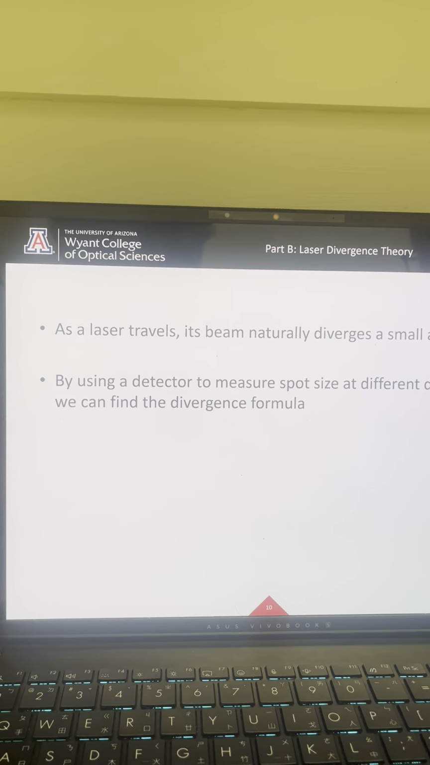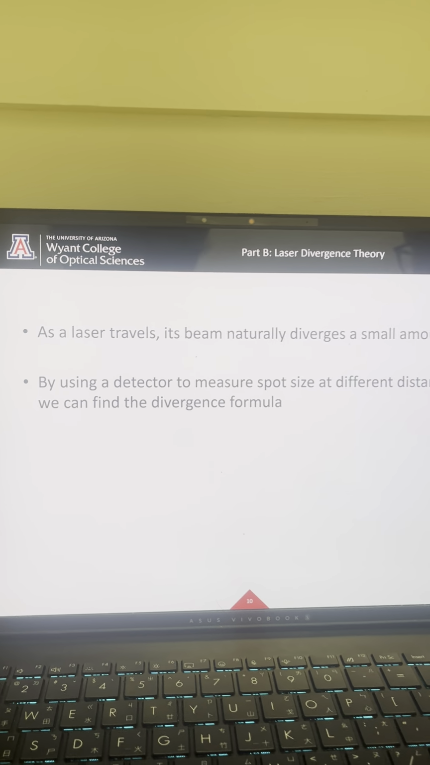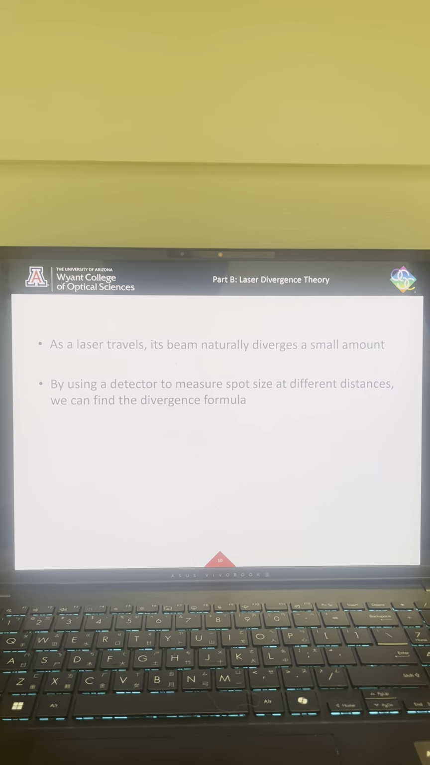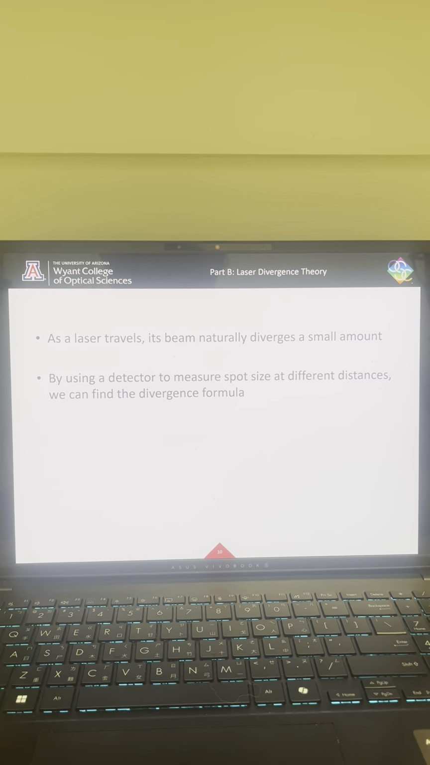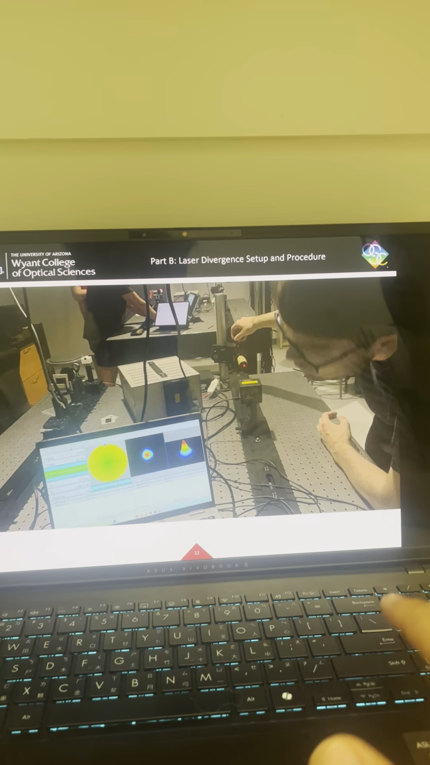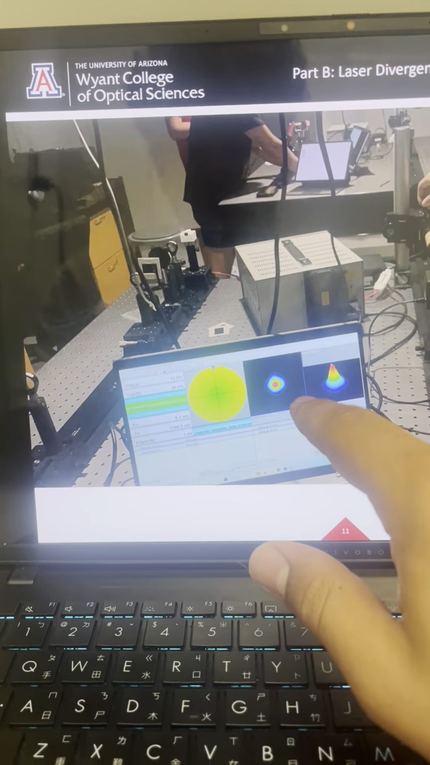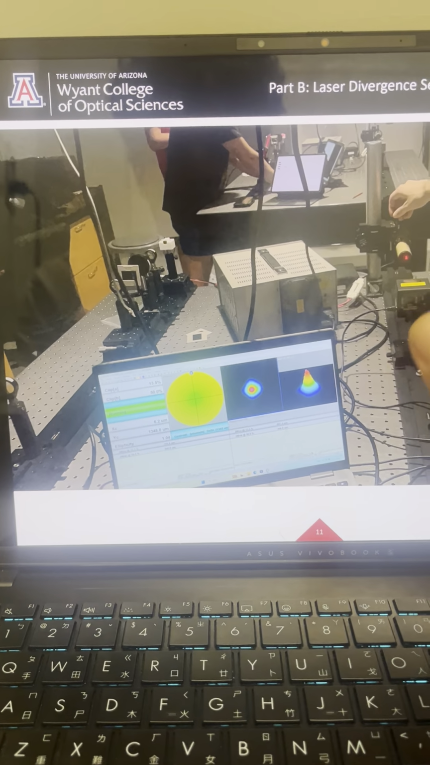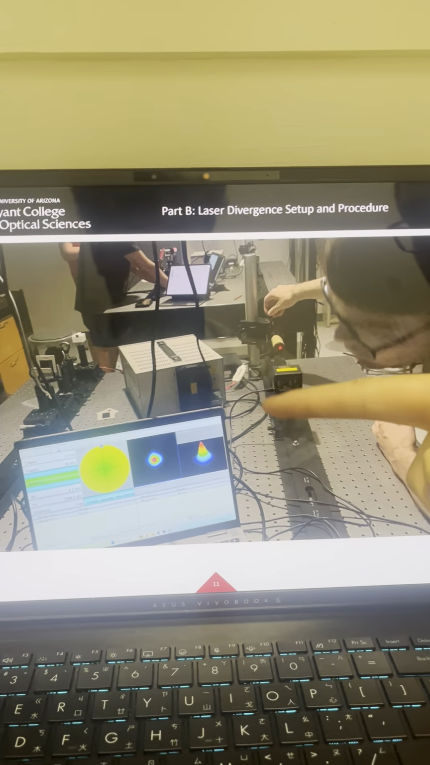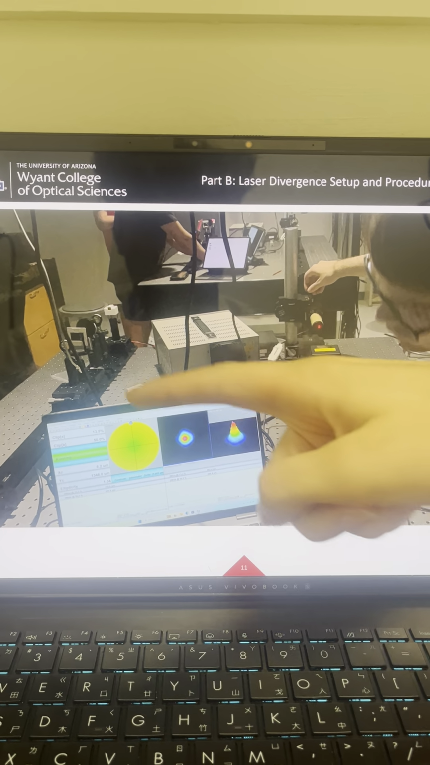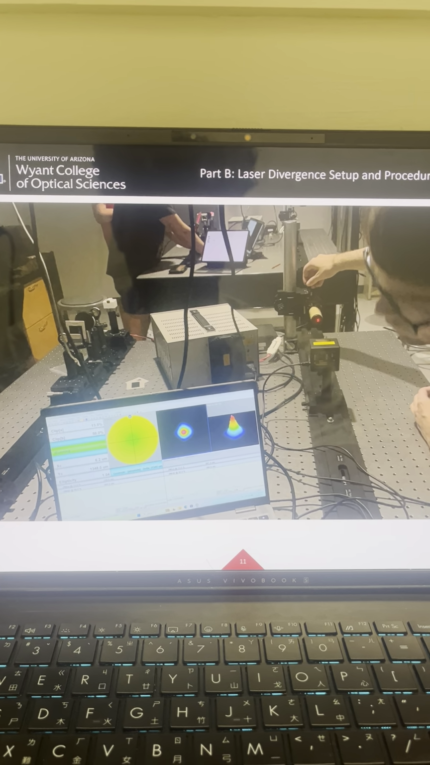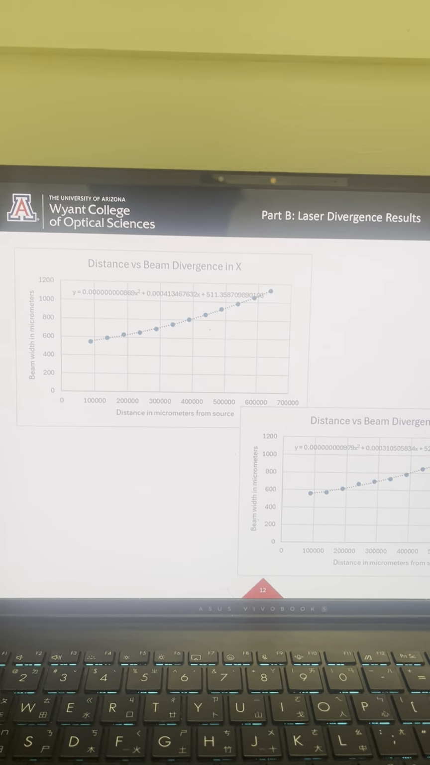So as a laser travels, its beam naturally diverges a certain amount. And by using a detector to measure spot size at different distances from the beam, we can find the divergence formula. So that was the setup. We got the laser, and here we got the software that can measure the beam waist and stuff like that. And it's hooked up to the sensor right here. You just adjust the laser to get the reticle in the center of the crosshairs and measure the X and Y. So this was our data for the X and Y.